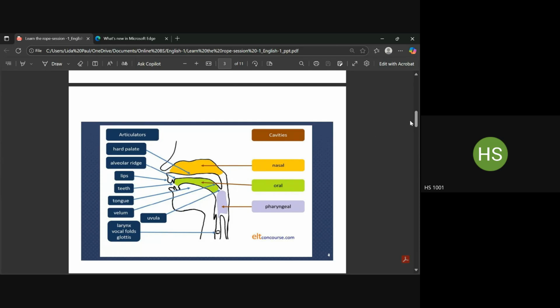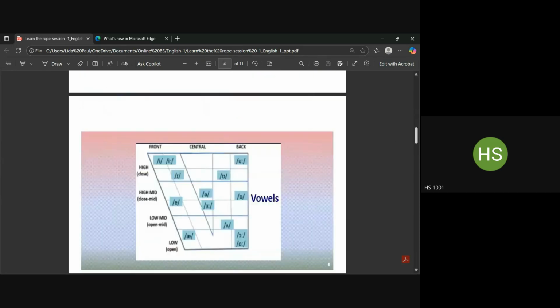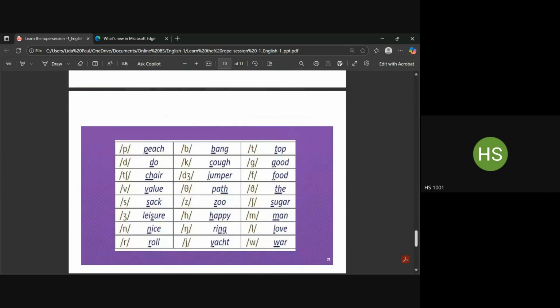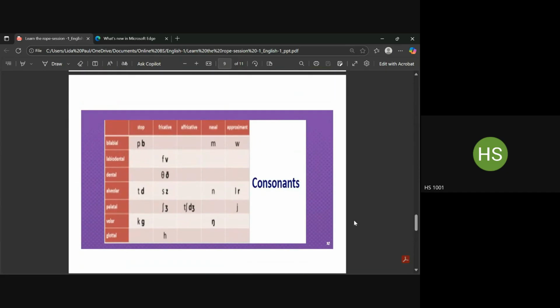So examples include sounds like k, g, ng, right? In your chart here. K, g, ng. This is the ng sound, as you hear in words like ring. The last sound in the word ring is an ng sound. Okay. So these are all velar sounds.